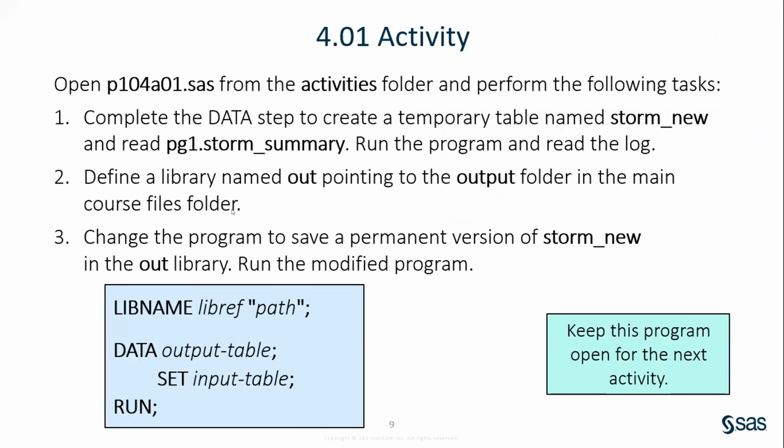All right. So let's work on this activity A01 for lesson number 4. Complete your data step to create a temporary table named storm_new by reading from permanent data pg1.storm_summary. Run the program, read the log. Define a library named out pointing to your output folder in the main course file folder. Change the program to save the permanent version of storm. Keep this program open for your next activity.